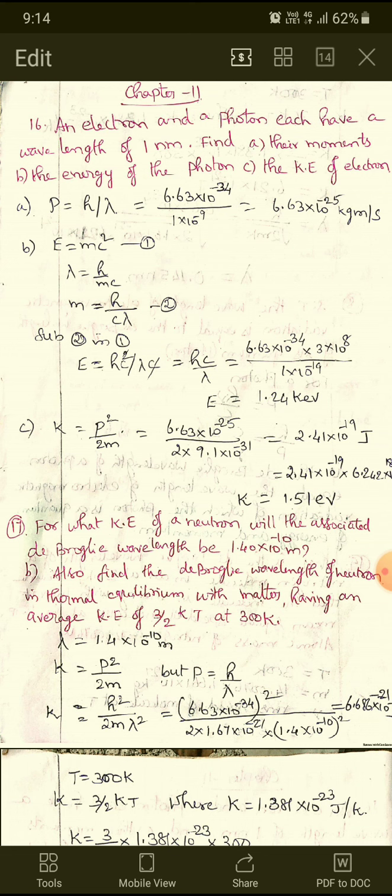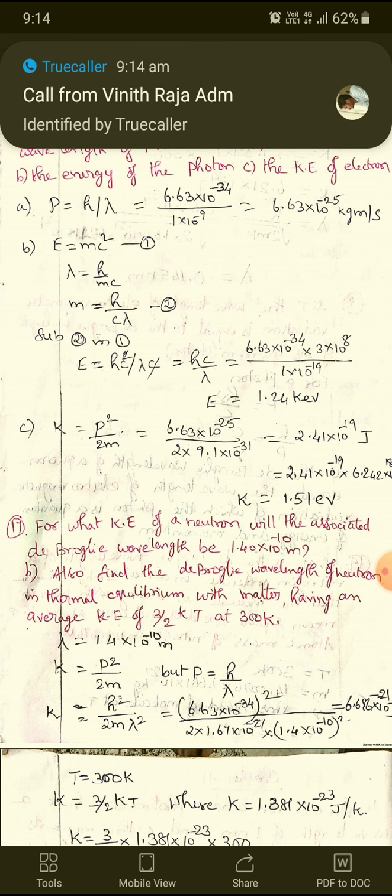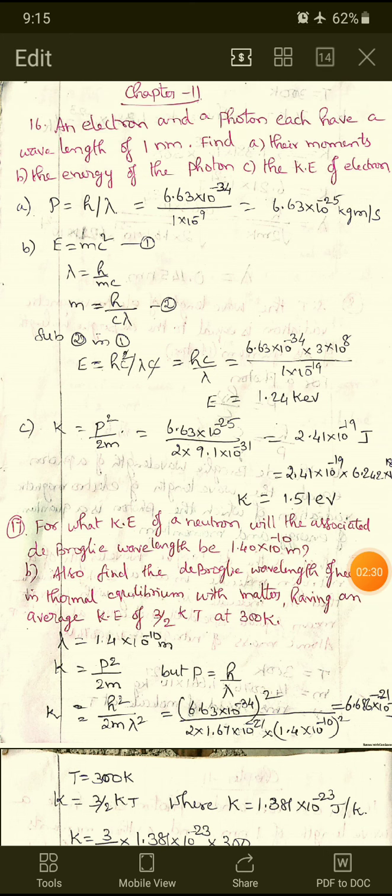For what kinetic energy of a neutron will the associated de Broglie wavelength be 1.40 into 10 to the power of minus 10 meter? The B question is also to find the de Broglie wavelength of a neutron in thermal equilibrium with matter having an average kinetic energy of 3 by 2 kT at 300 Kelvin. So the given thing is lambda is equal to 1.4 into 10 to the power of minus 10 meter.